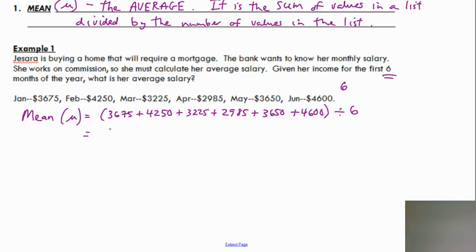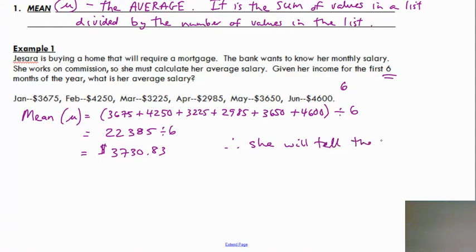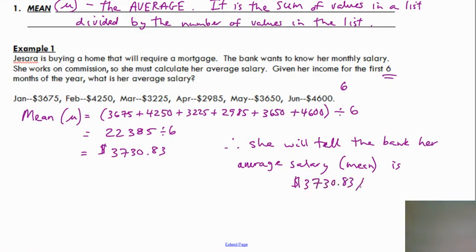Anyways, you add them all up and you get 22385 divided by 6, and you divide that and you get in dollars 3,730 and 83 cents. Okay, so we can say that she will tell the bank her average salary, or her mean, is 3,730.83 per month. Okay, so that's straightforward.